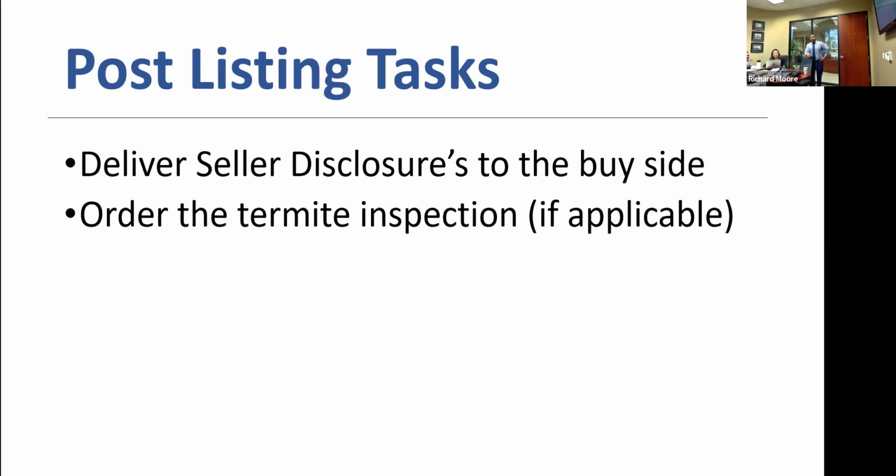And then order your termite inspection if applicable. So maybe along with the offer, the buyer said, we would like for the seller to pay for the termite inspection. And the seller said, okay, we agree to do that. So now you as the agent have to order the termite inspection on behalf of the seller. But make sure that you talk to the seller to let them know, hey, this is what it's going to cost you. Or maybe you reach out to a couple of different termite companies to get different pricing and then let them decide who they want to use.